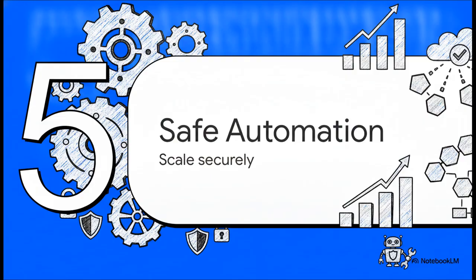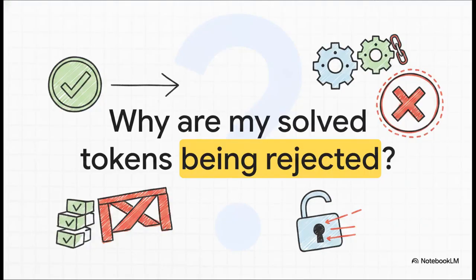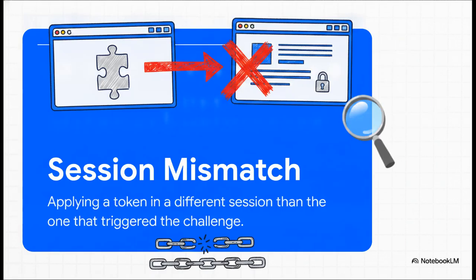Let's scale securely. Let's do a rapid-fire FAQ. Question 1. Why are my successfully solved tokens being rejected? Honestly, this is the biggest roadblock developers hit when they move to a real deployment. It is so frustrating to get a valid token and then be denied access. We mentioned it earlier, but it gets its own spotlight here.